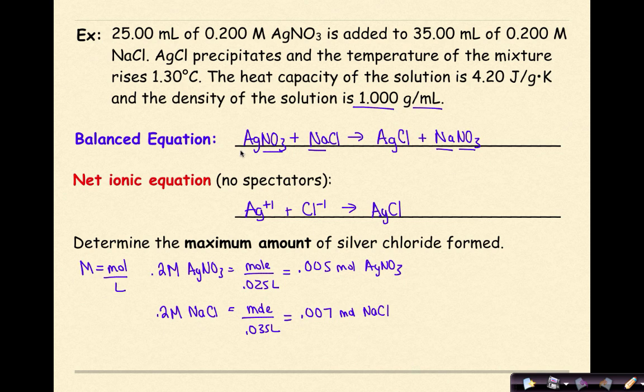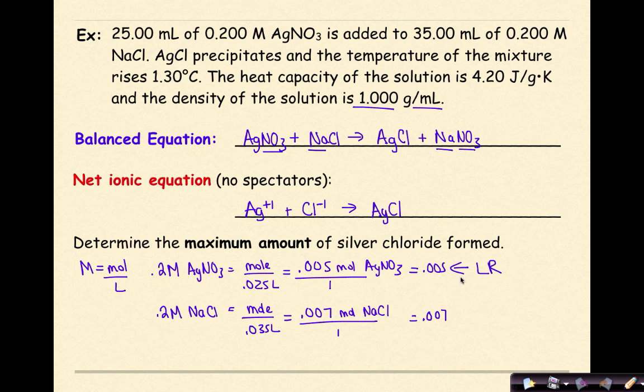Now, to figure out which one is my limiting reagent, I am going to go up to my balanced equation, which I have right here, and I'm going to look at the coefficients. And this is very, very easy because it's already balanced. Everything's in a 1 to 1 to 1 to 1 ratio. So I'm going to divide this by the coefficient in front of AgNO3, which is 1. Divide this by the coefficient that is in front of NaCl, which is also 1. And this is going to be 0.005. This is going to be 0.007. And I know the number that is smaller is going to be my limiting reagent. So that means my AgNO3 here is going to be my limiting reagent.